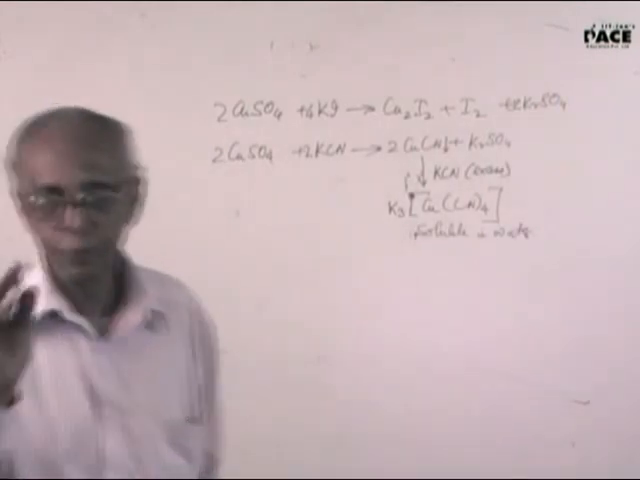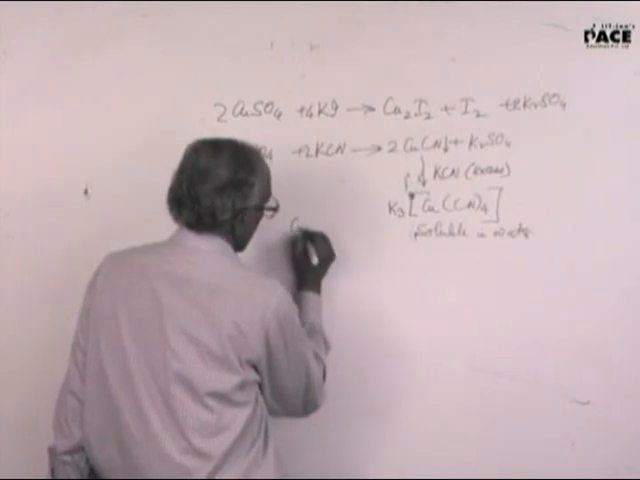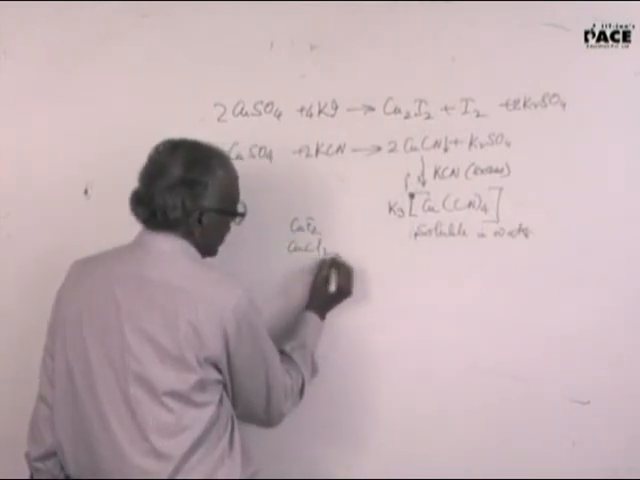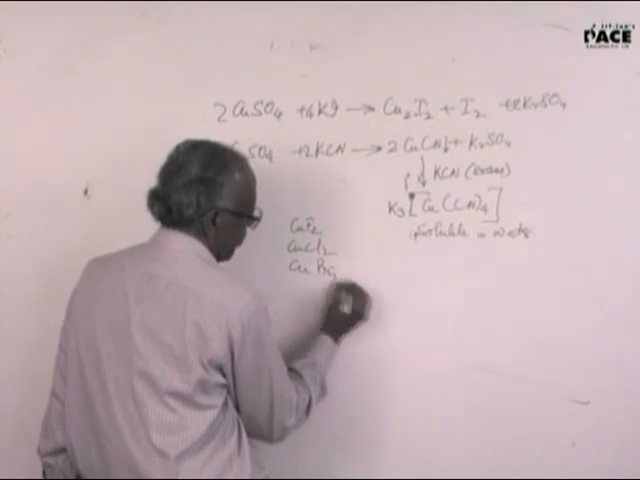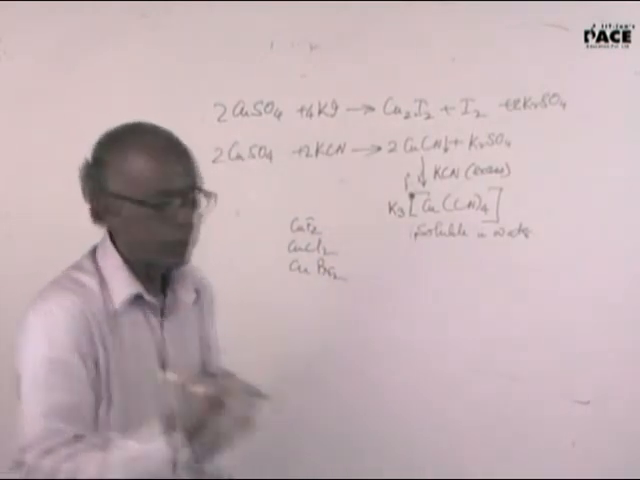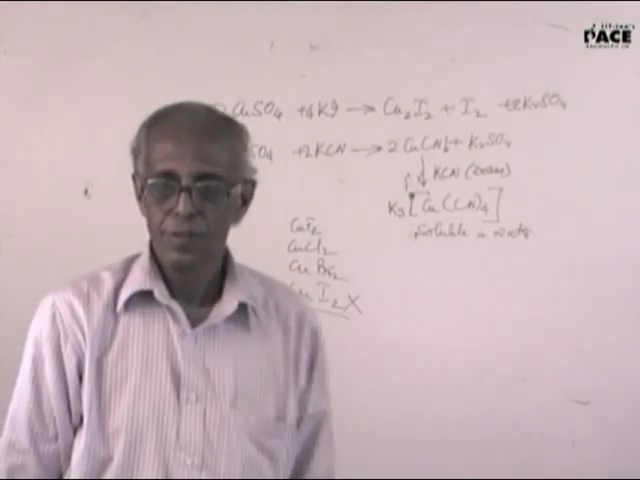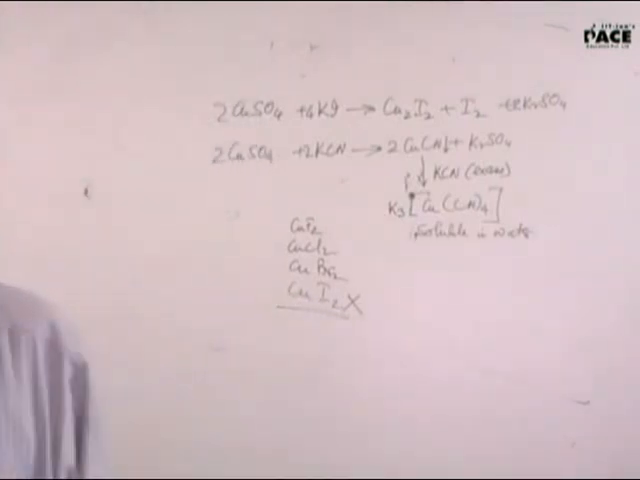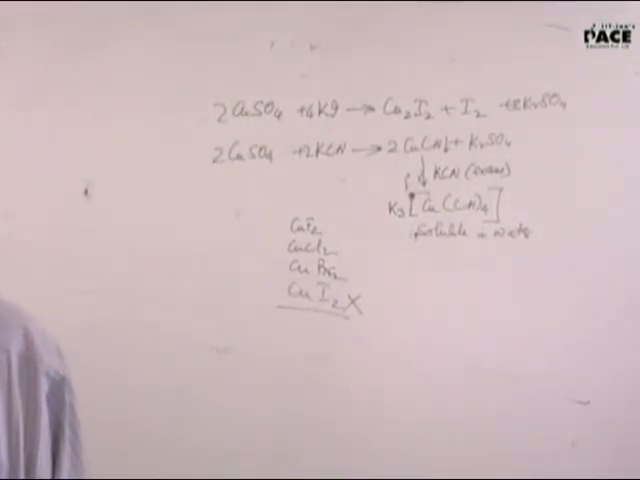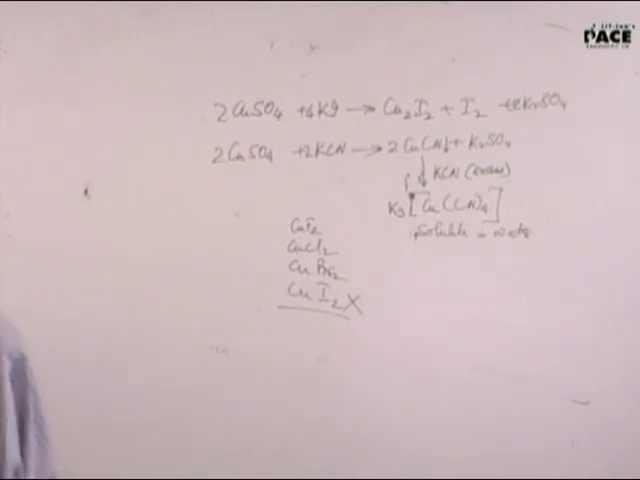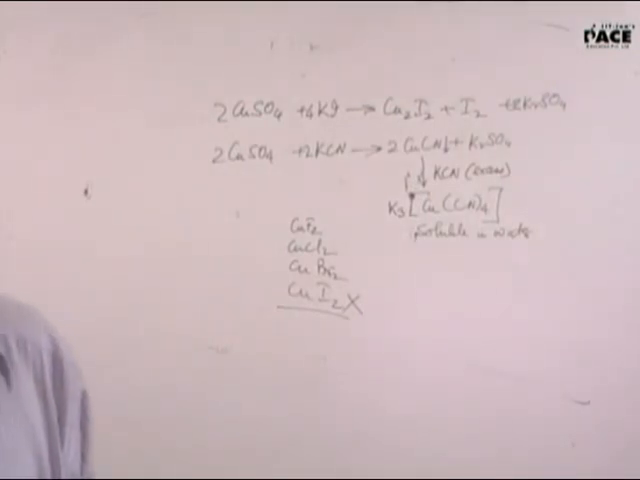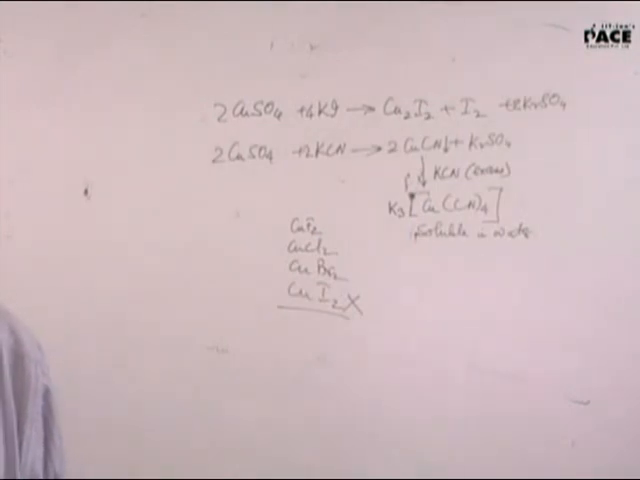Copper fluoride exists, cupric chloride exists, cupric bromide exists, but not cupric iodide. This was a question which I asked in one of the JEE, in 1 year in JEE, that why cupric iodide does not exist. And the reason is the first reaction: iodide reduces copper 2 to copper 1 and gets oxidized to iodine. So cupric iodide does not exist.